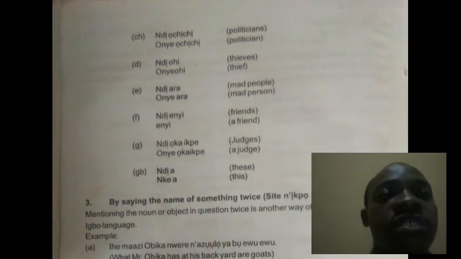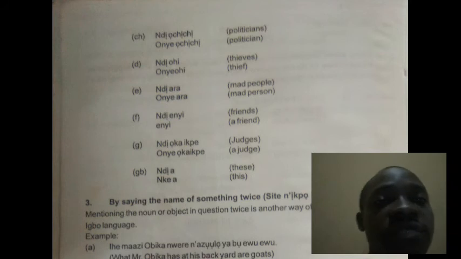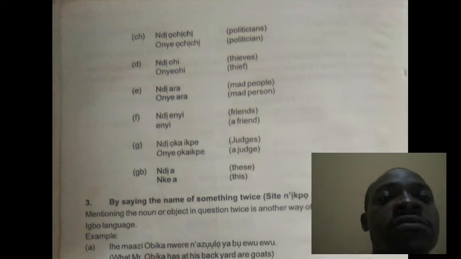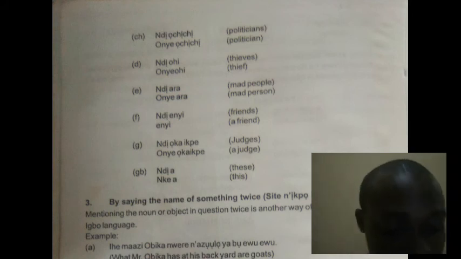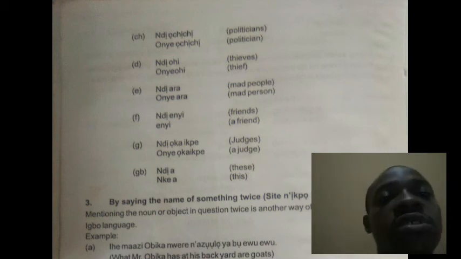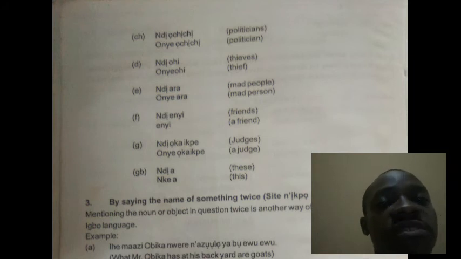We still have more of it. We have ndị ọchịchị, which means what? Politicians. That is the plural part of it. Onye ọchịchị, which means politician. Now have the next one, which is ndị ohi. That means thieves. That is the plural part of it. We have onye ohi. That means what? Thief. The singular part of it.